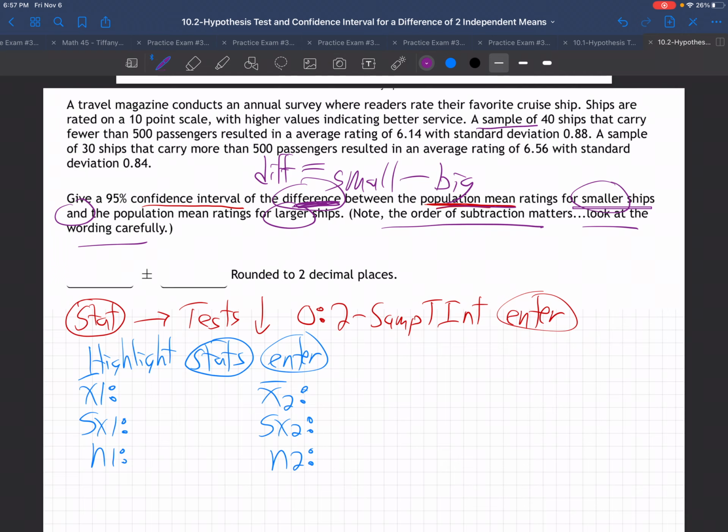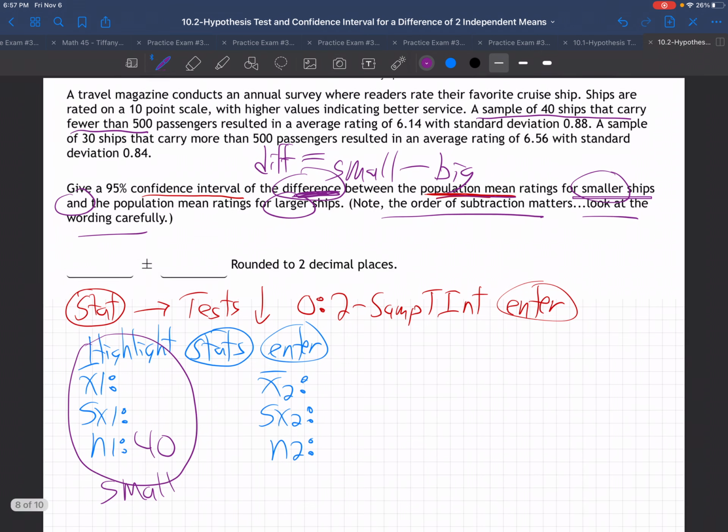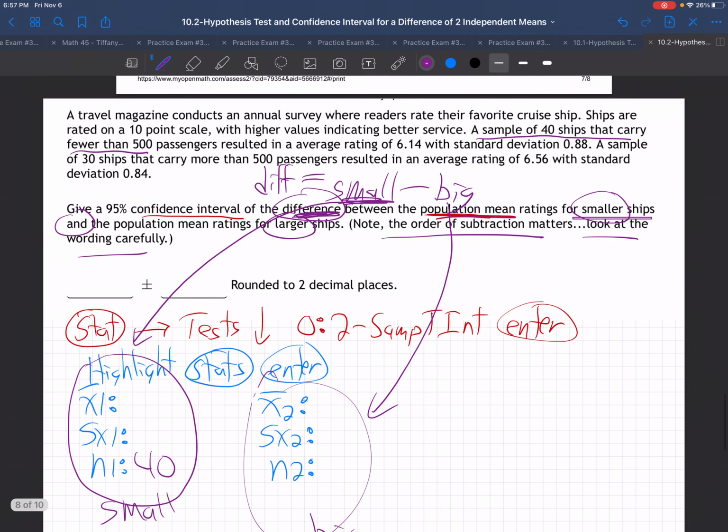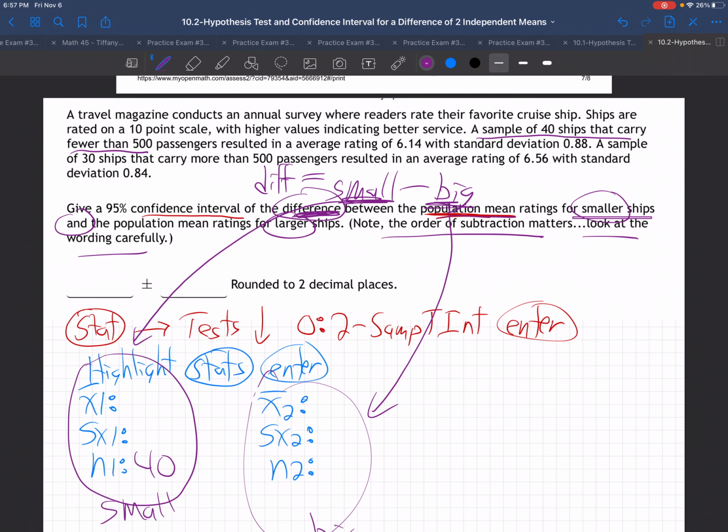So a sample of 40 ships, they carry fewer. That's small. So that's 40 ships, that's the number. So these are the small ships right here. And these will be the big ships because it told me to put the small ships first. So the small ships are going to be the x1, s x1, n1. The big ships are going to be the x2, s x2, n2. Small ships first, big ships second. They told me to do that.